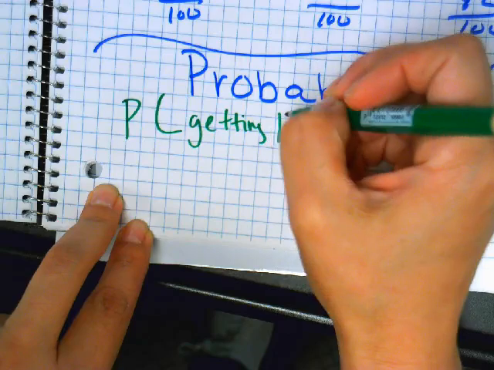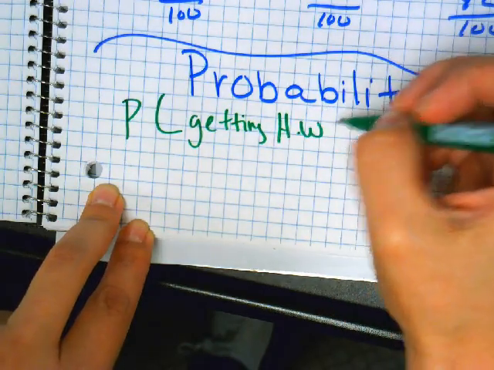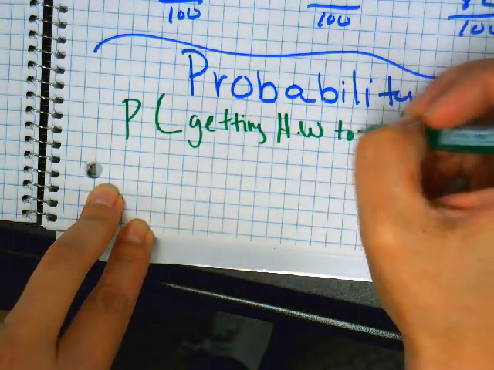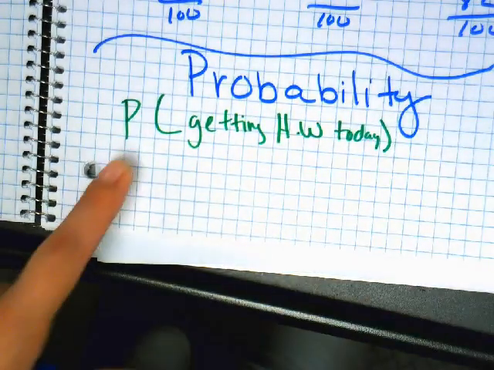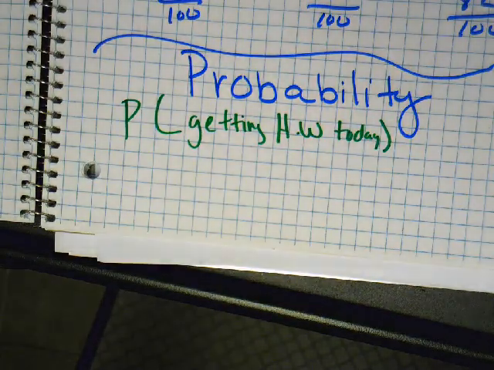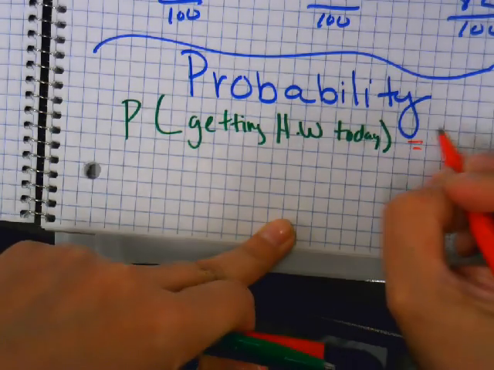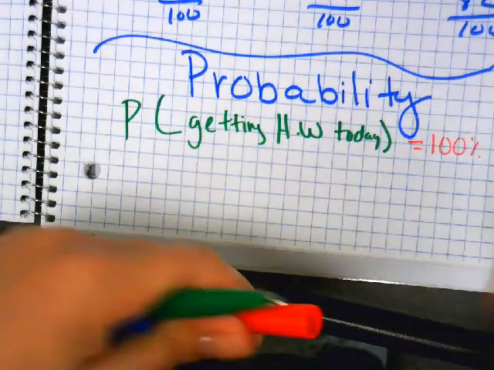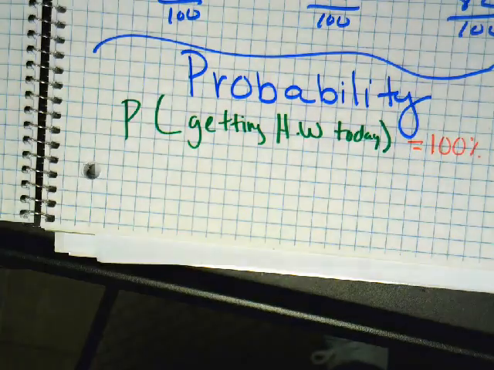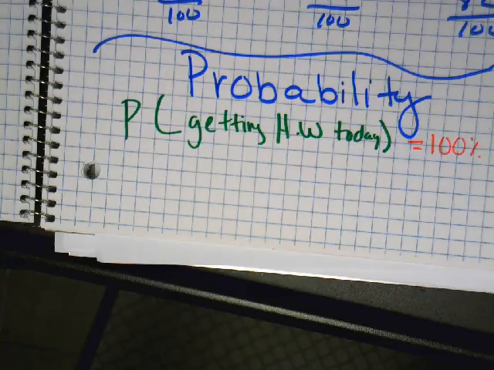Getting math homework today. Okay, so when you see the P outside the parentheses, that means probability. So what's the probability of what? Getting homework today. Math homework. What percent is that? 100%. So let's write that down. So this is equal to 100%. Getting homework today is 100% without a doubt.